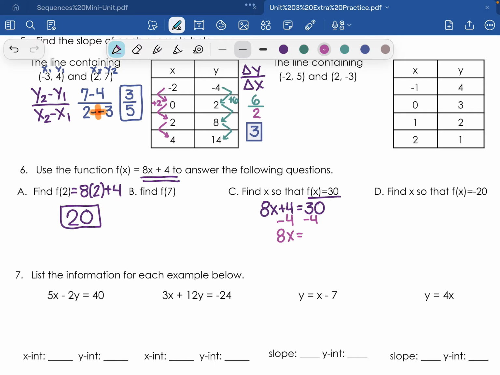30 minus 4 is 26. Then how do we get rid of a number in front of x? We divide. And 26 divided by 8 is 3.25. Yes, it is a decimal. That is the only one that is a decimal. That's why I did that one with you.